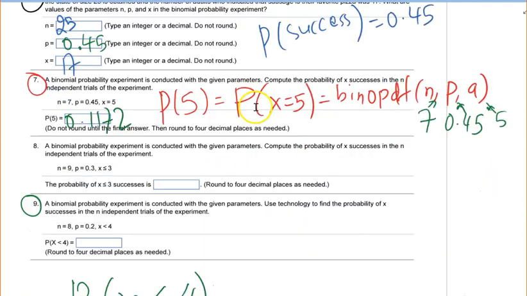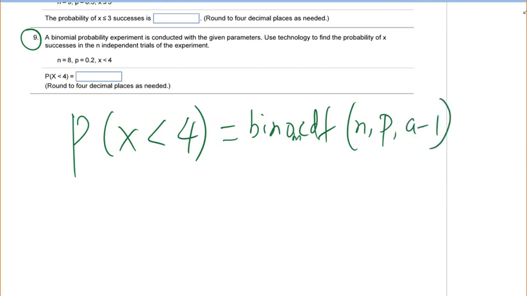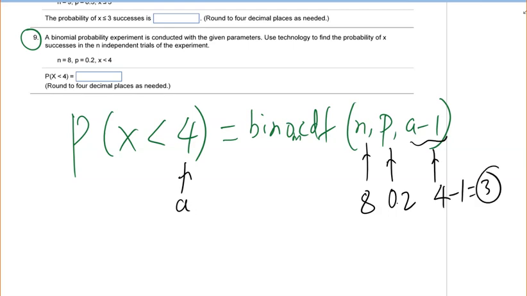Let's use that. Binomial CDF n p a minus 1. Here a is 4, right? Let me put the value of n. What's the n going to be? N is going to be 8, p going to be 0.2, a minus 1 must be 4 minus 1, which equals 3. Therefore, I've got to put these values in this calculator in the binomial CDF function.